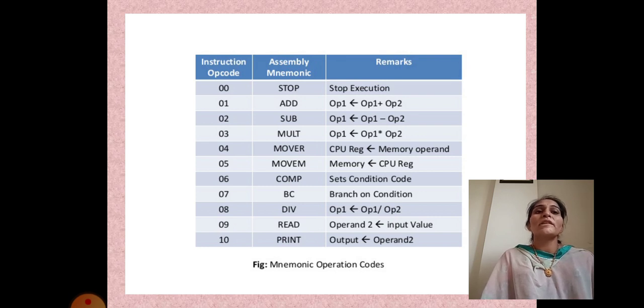And compare sets the condition code. BC is branch on condition. Division performs division of two numbers and stores the result into operand one. Read is used to take input from the user, that is operand two's value, and print outputs the operand two's value. That is the instruction table.